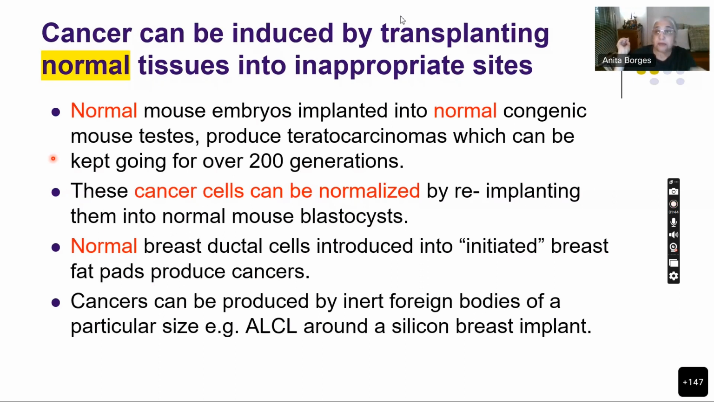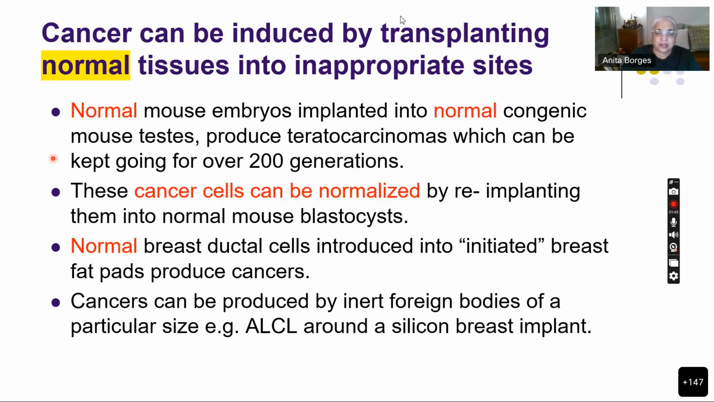You take normal breast ducts and put it into a fat pad which you have radiated, which means you have initiated it. And what happens? Those normal breast ducts become cancerous. So it's not the epithelium of the normal ducts that were there, because they've been removed. It's only the stroma that was there, and that stroma had been initiated.